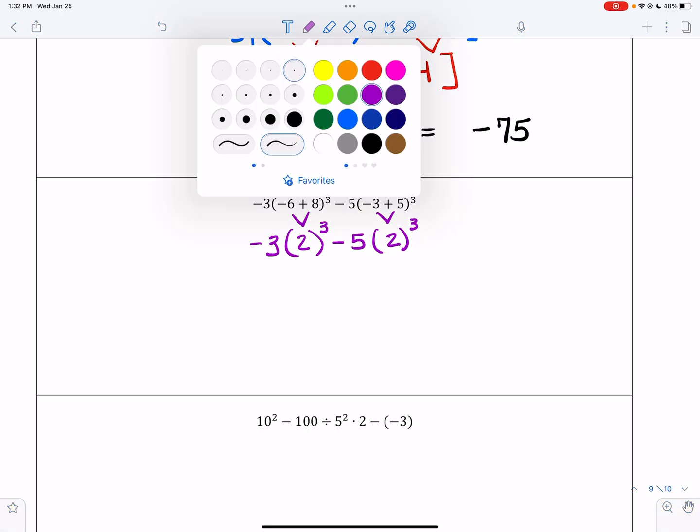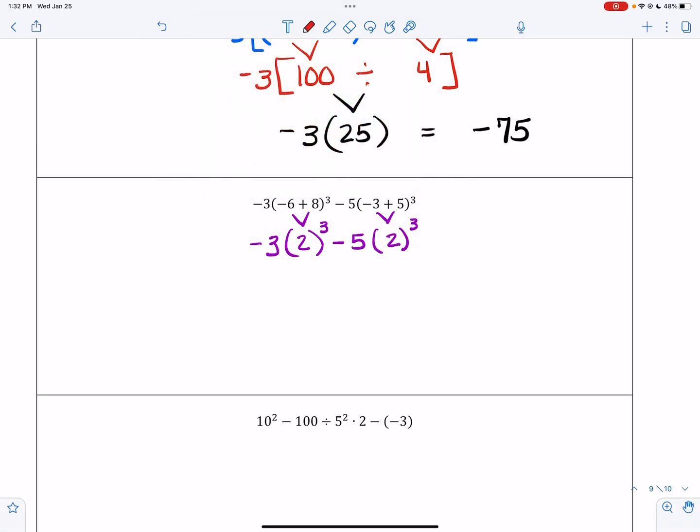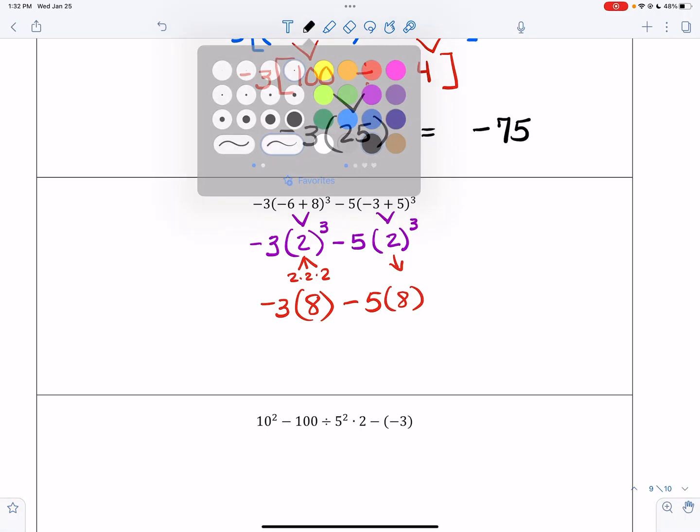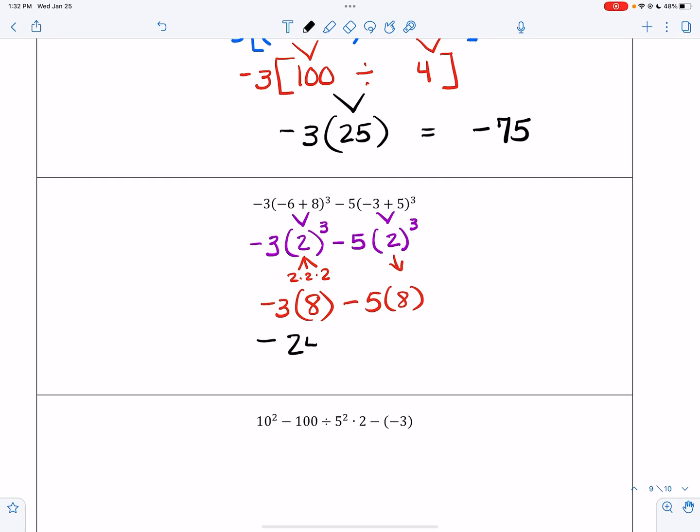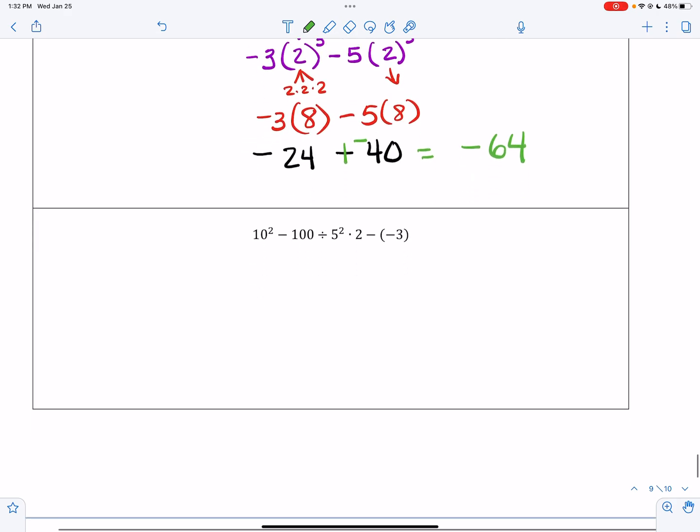So then I have to replace 2 to the third power, if you wanted to write it out, that is 8 times negative 3. And then we've got minus 5, and then of course that is going to be 8 as well. So now I get negative 24 minus 40. And if you wanted to change it to plus a negative, then you would get negative 64. Okay?